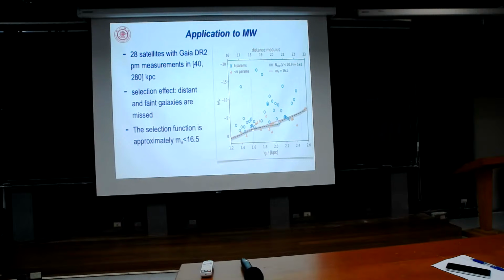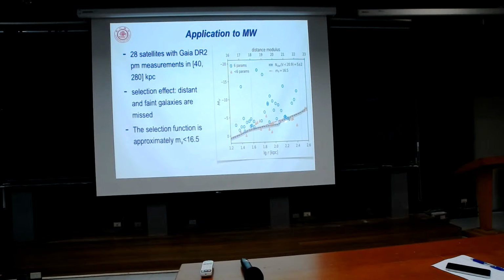From the observation you can see almost a line separating the satellites. Above this line, the satellites have proper motion, and below this one, they cannot be measured. This is approximate in the observation. Interestingly, this corresponds to a magnitude limit of 16.5. So if a satellite is brighter than this, it can be measured, otherwise it cannot.